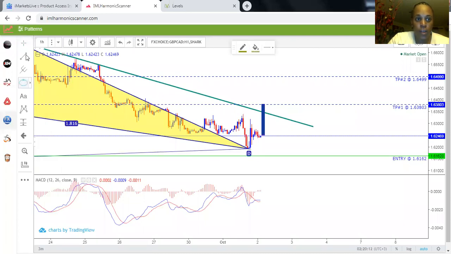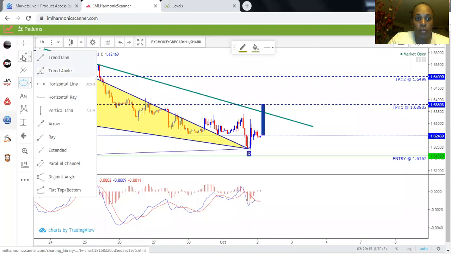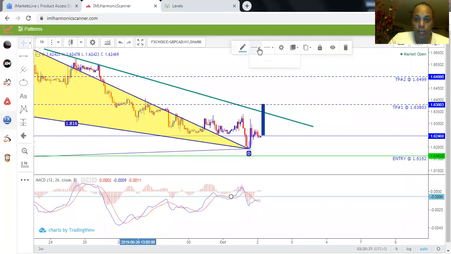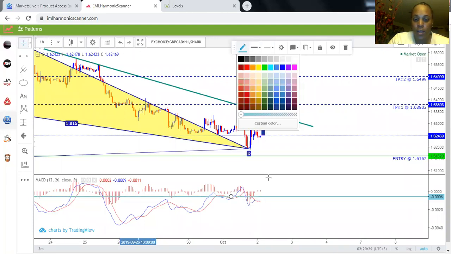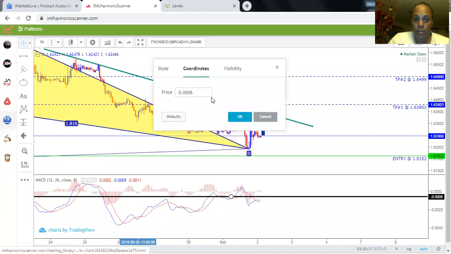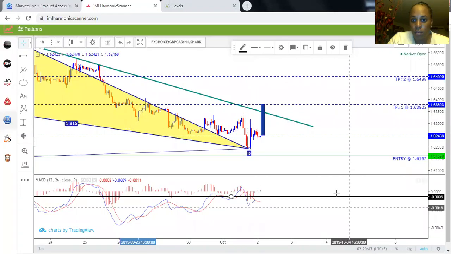So where can you find the zero line? Just click on the horizontal line. So click the arrow next to trend line, click horizontal line, right? You can put it anywhere on the MACD, it doesn't matter. Let me just make the line bigger and let me put it as black. But come to the settings tab here, right? Go to coordinates and change it to 0.00. It doesn't matter how many zeros you put there, and it should really move.